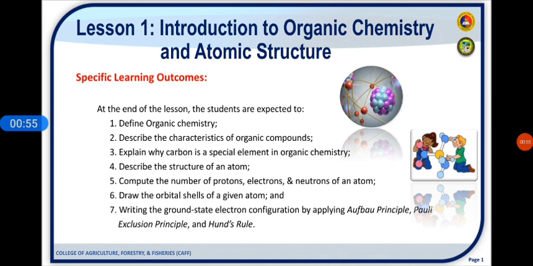And lastly, 7, write the ground state electron configuration by applying Aufbau principle, Pauli exclusion principle, and the Hund's rule.